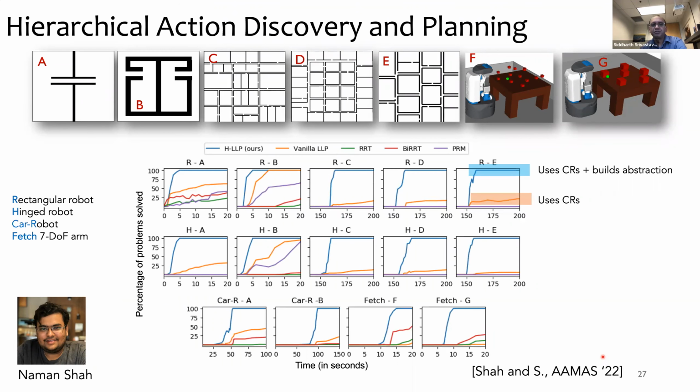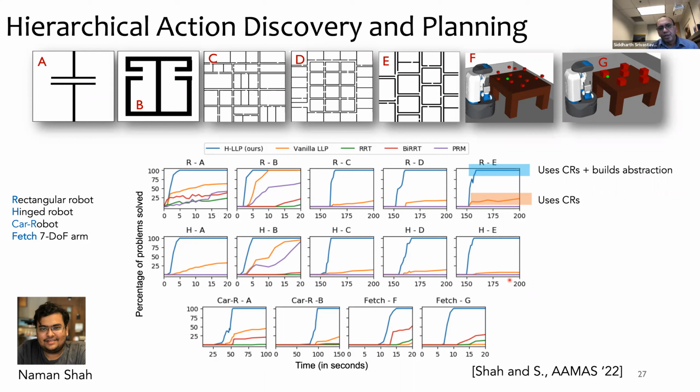So here are a bunch of results. We experimented with a whole range of robots. R is a rectangular robot, H is the hinged robot. Car robot has the car-like dynamics, so it's a bit like a Dubins model. You can only control the velocity and steering angle. And then you have the Fetch robot, which is a manipulation robot. So there are different types of environments here, and none of these were in the training data.